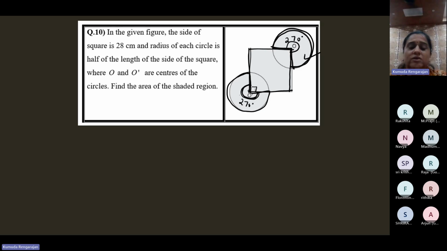Sector angle is 270, children. Don't write 360. If you want to use a formula 360 minus theta, you must write 360 minus the minor sector angle, 360 minus 90. 360 minus 90 by 360 into pi r square, you can directly write 270. 270 by 360 into pi r square will be the area of one major sector, into 2 for the other one, plus the area of the square.